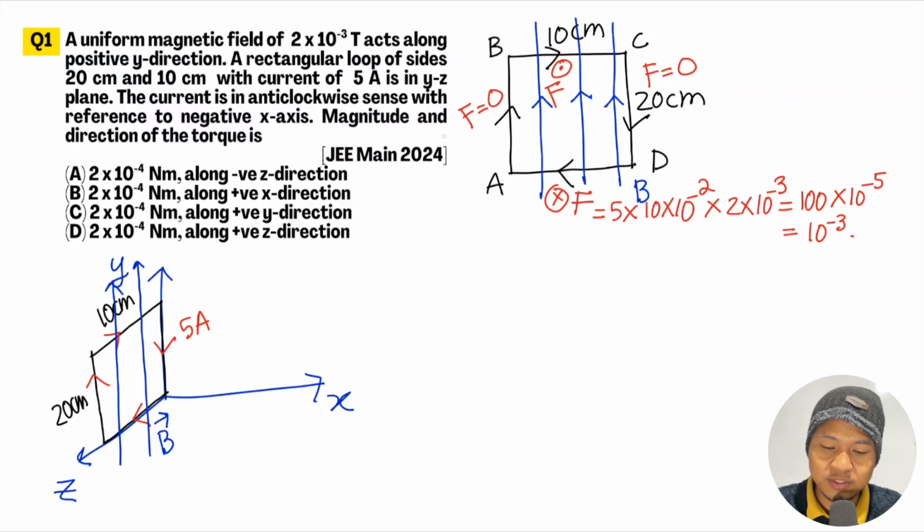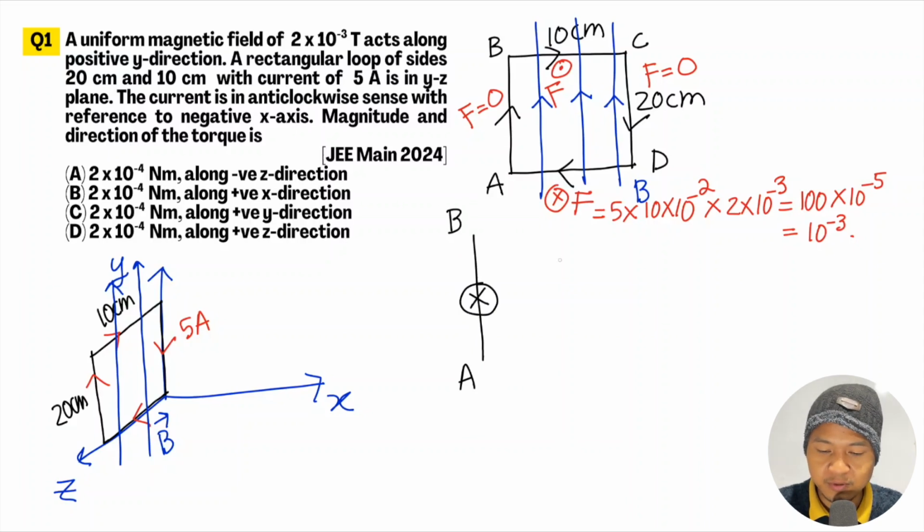Okay, so let's see. So if you view it like this, so something like this. This is A, this is B. Now the whole thing will try to rotate about this.